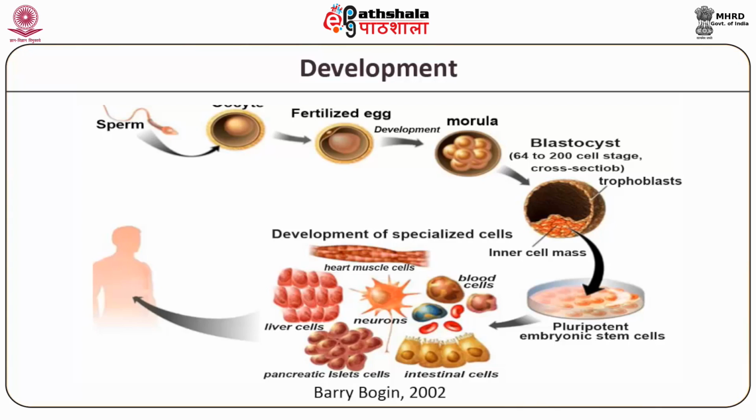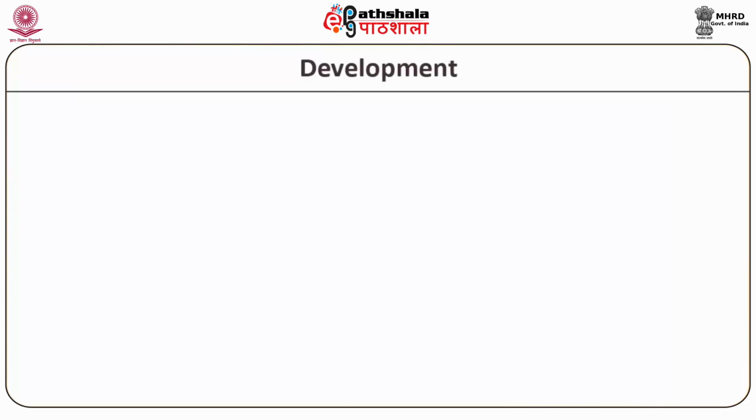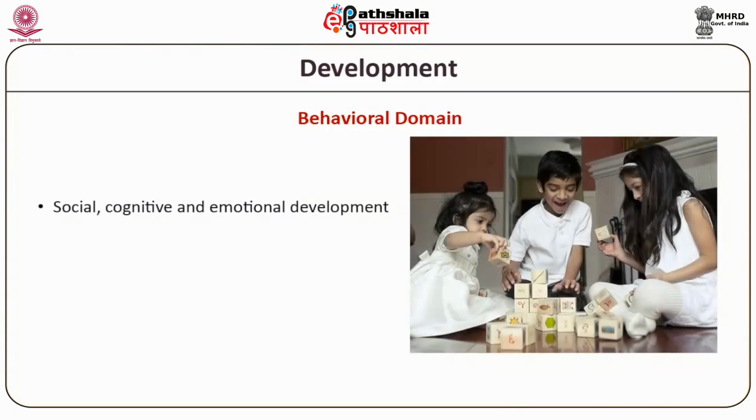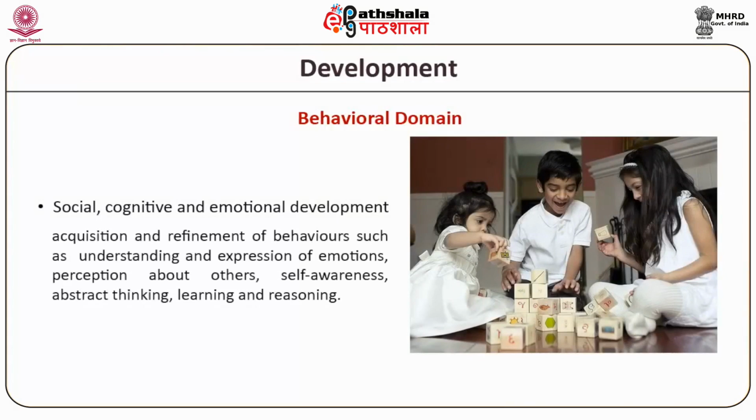body movements, etc. When we talk about the behavioral domain, it includes social, cognitive and emotional development, that is, acquisition and refinement of behaviors such as understanding and expression of emotions, perception about others, self-awareness, abstract thinking, learning and reasoning. It depends on the culture in which a child is born and reared.